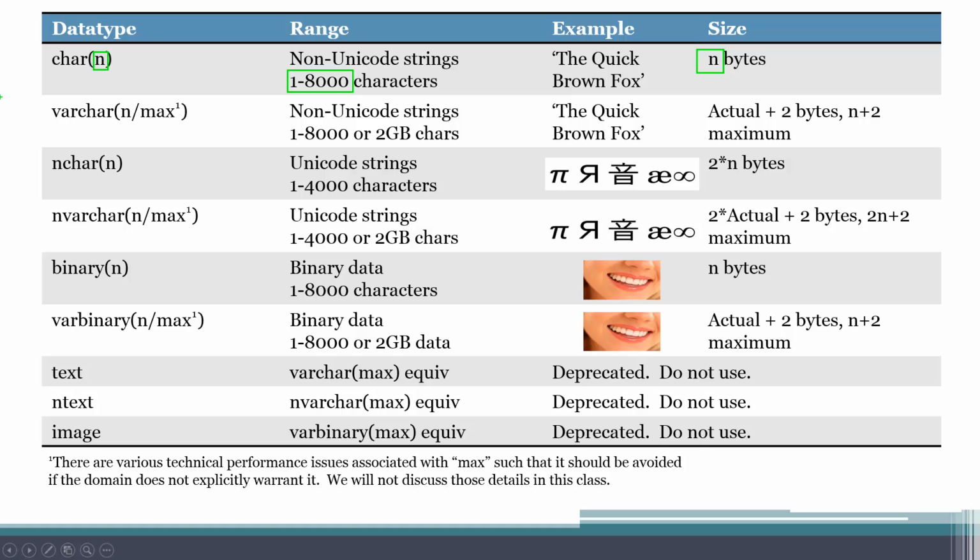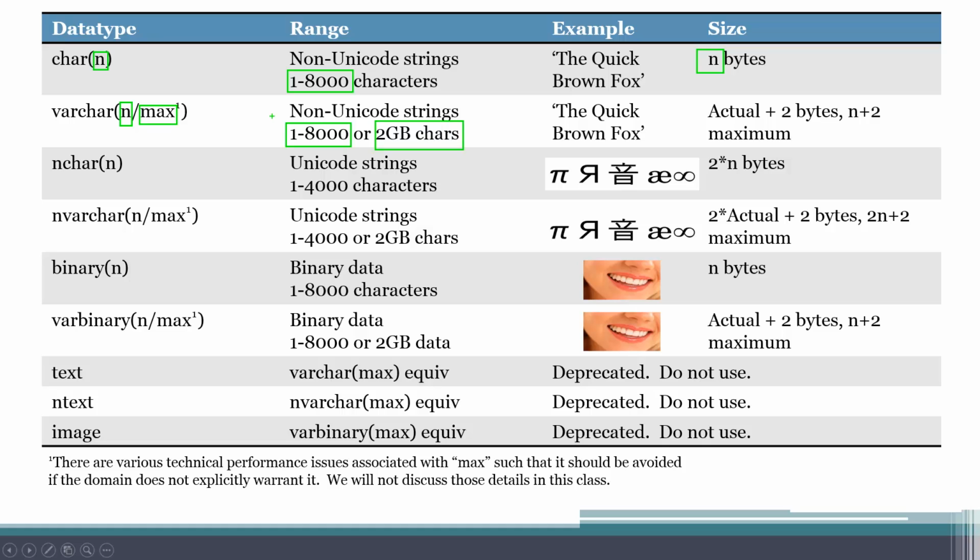Now when we look at the varchar, it looks very similar. It has an n as well, and again the n can be a number between 1 and 8,000. Now varchar also has an option for max. Instead of passing in a number, you can actually pass in the word max. And if you use max, you can put up to 2 gigabytes worth of characters into a varchar field.